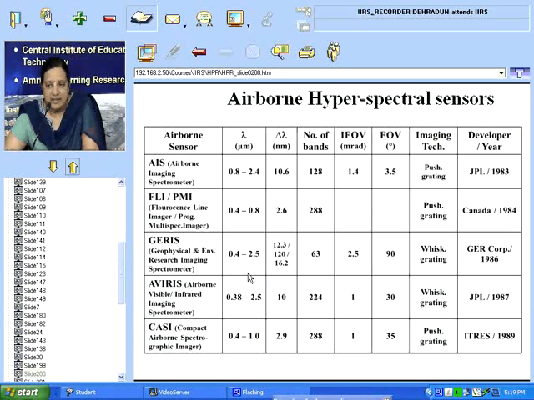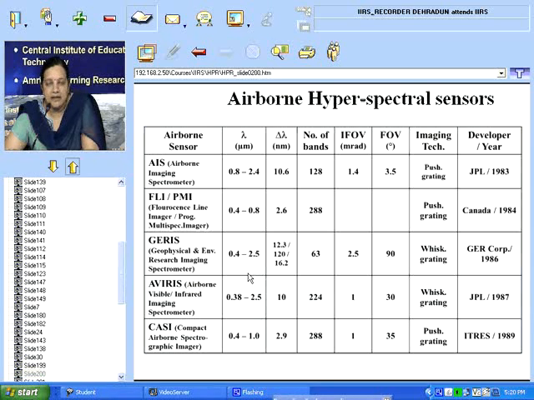Then we have the Fluorescence Line Imager program by Canada in 1984, which works in the visible and the near infrared region from 0.4 with a bandwidth of 2.6 nanometers. It uses the push broom technology and the grating instrument. Then we have the Geophysical and Environmental Research imaging spectrometer from the GER Corporation in the United States. It measures in the wavelength region from 0.4 to 2.5 micrometers with a variable bandwidth, and a total of 63 bands. It uses the whisk broom and the grating instrument.